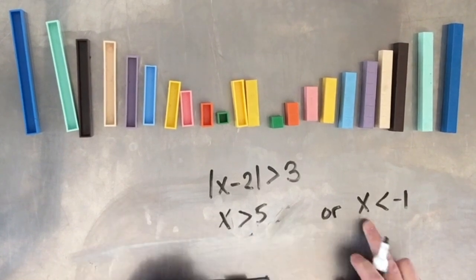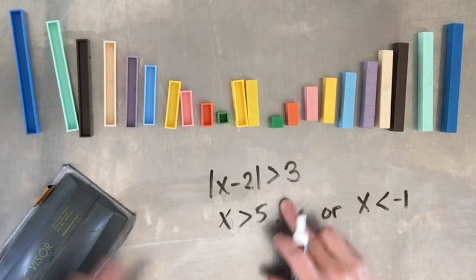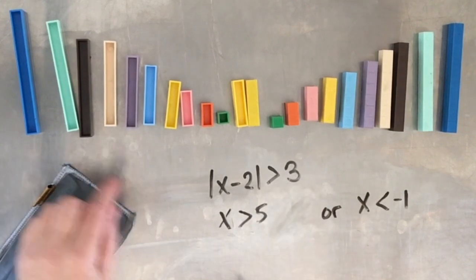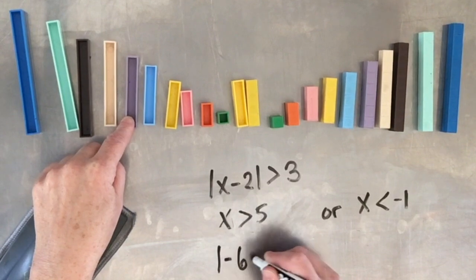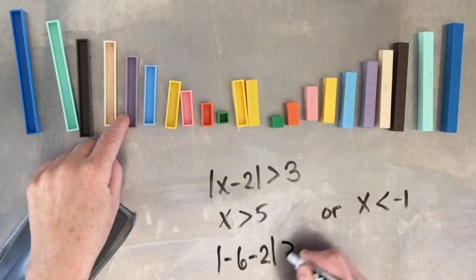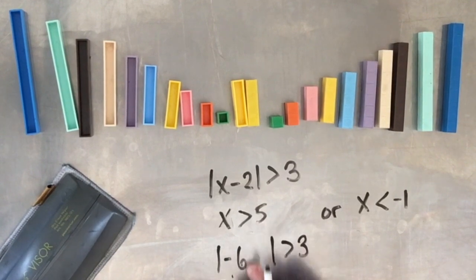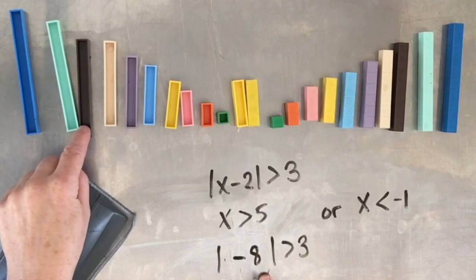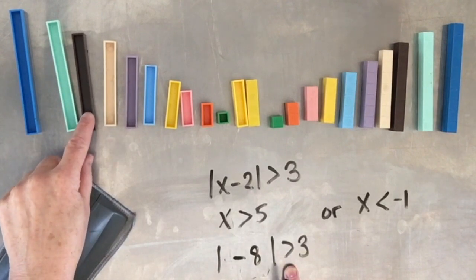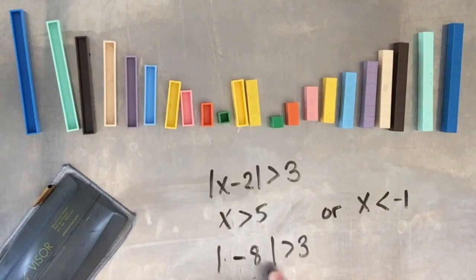Let's try a number that's less than negative 1 and see if that makes it more than 3 steps away from 0. Well, let's just try negative 6 for the heck of it. So let's put negative 6 minus 2 is greater than 3. Well, that becomes negative 8 right in there. And is negative 8 more than 3 steps from 0? Well, yeah, it is. 1, 2, 3, 4, 5, 6, 7, 8. It's 8 steps, so that's definitely more than 3 steps away from 0.